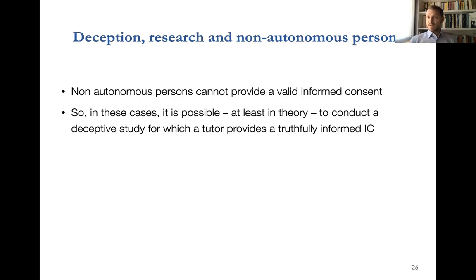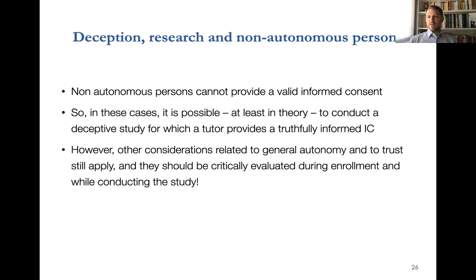Now, that's important because in some respects, this provides an ideal situation for researchers, for they can still use deception with the research participants who are not fully autonomous, but they can also provide a truthful informed consent to the surrogate provider of the informed consent, the legal tutor, for example. So in this way, we can somehow have both ends at the same time. So we can have a deceptive study without the ethical difficulties of using deception for the purpose of informed consent.